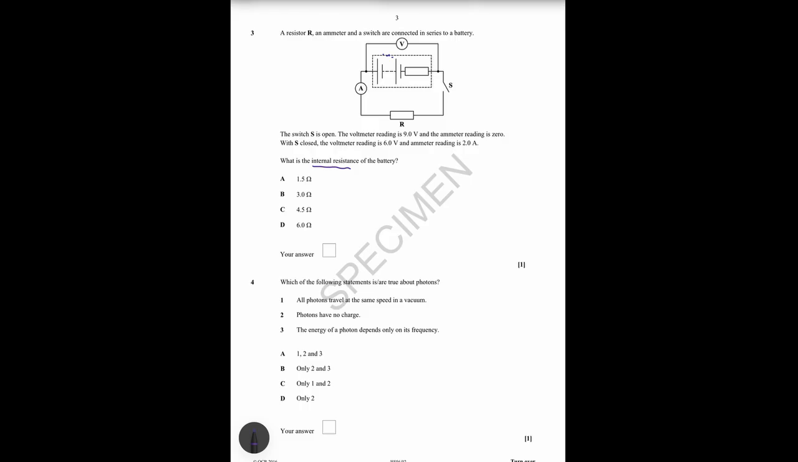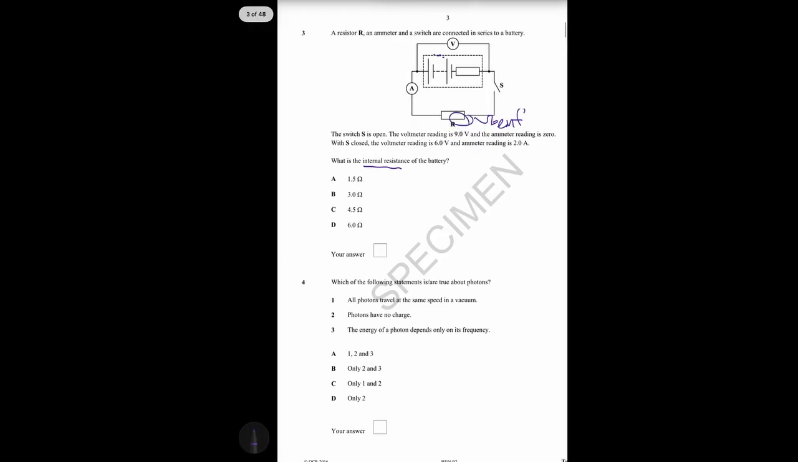So with all electricity questions, I always do the same thing. Just write down whatever values I can, say what I know, and hopefully I can identify the right formula from there. So it says the switch is open, the voltmeter reading is 9. So why is it saying the switch is open? Well, I should know that when I put a voltmeter across the battery or the cell, when there's no current flowing through the circuit, that's the EMF. So I know that 9 is going to be the EMF.